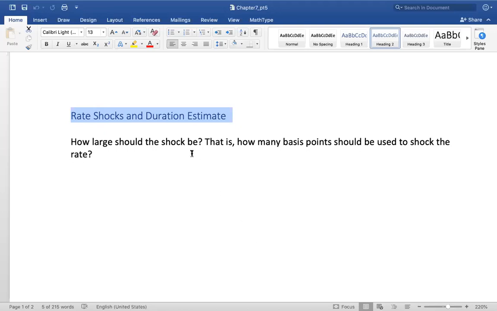But the question here is how large should the shock be? So how many basis points should be used to shock the rate? And whether the measure of this duration is sensitive to the amount of shock we are using.